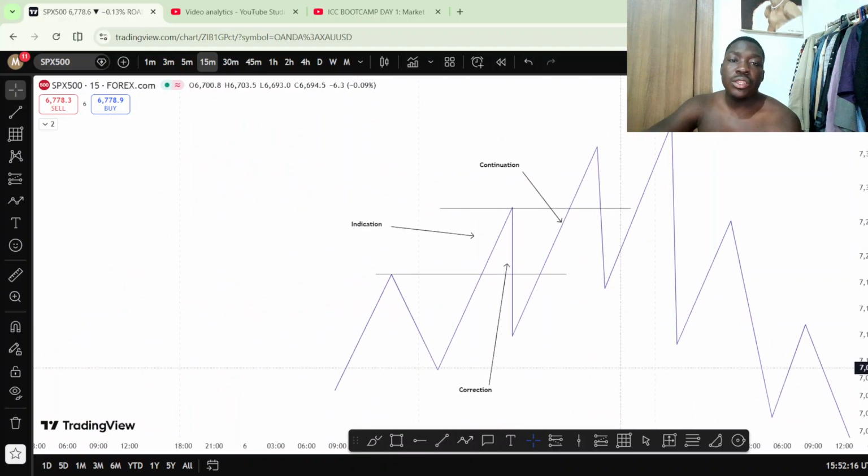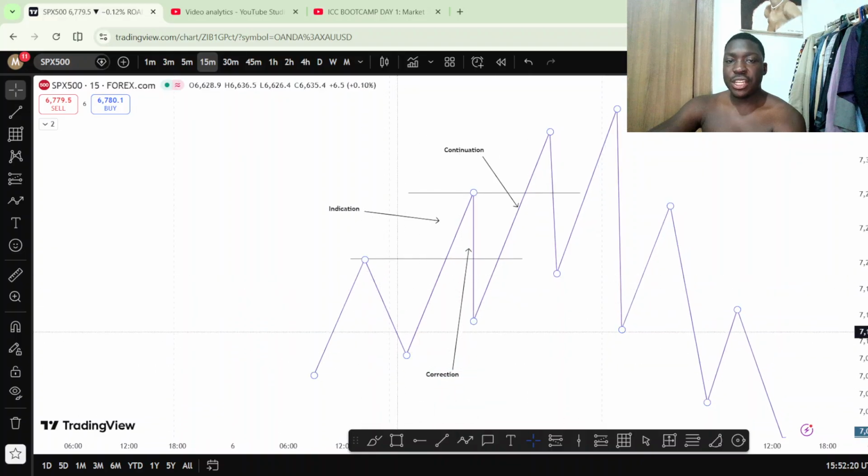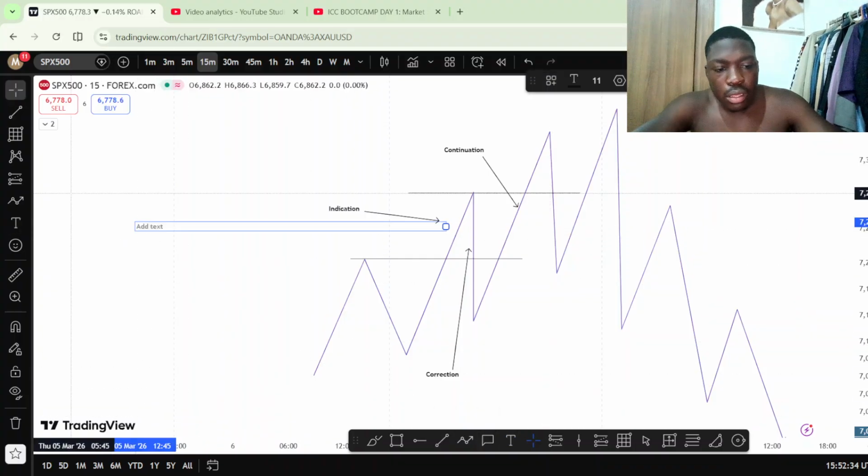So what do I do when I trade? Well, let's say I look at an uptrend and price is currently at this level. I wait for price to break above this level and give me an indication. Boom. Indication confirmed when a candle closes above an indication level. Okay. Valid.